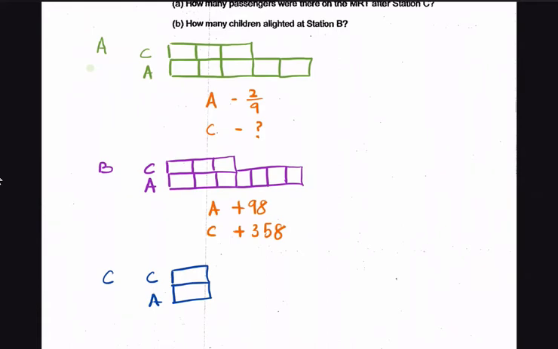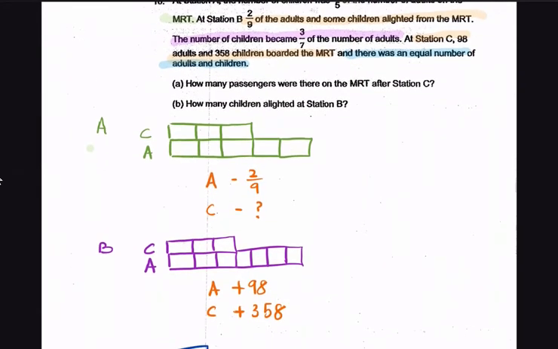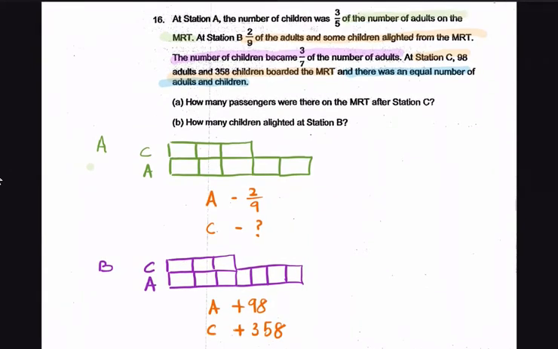Alright, now you look, there's a fraction here, right? At this Station B, 2/9 of the adults and some children alighted from the MRT. So this 2/9, we're going to change it to units. What we can do is B stands for before, C stands for change, and A stands for the after. So before, there were 9 units, correct? Because the denominator is 9. And the change is a minus 2 units. And so the after should be 9 minus 2, 7 units, correct?